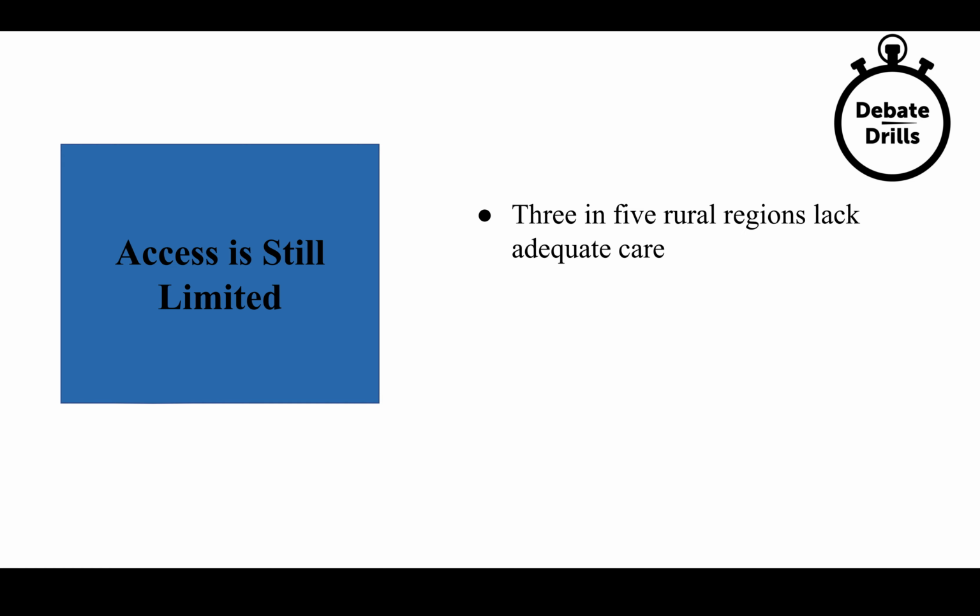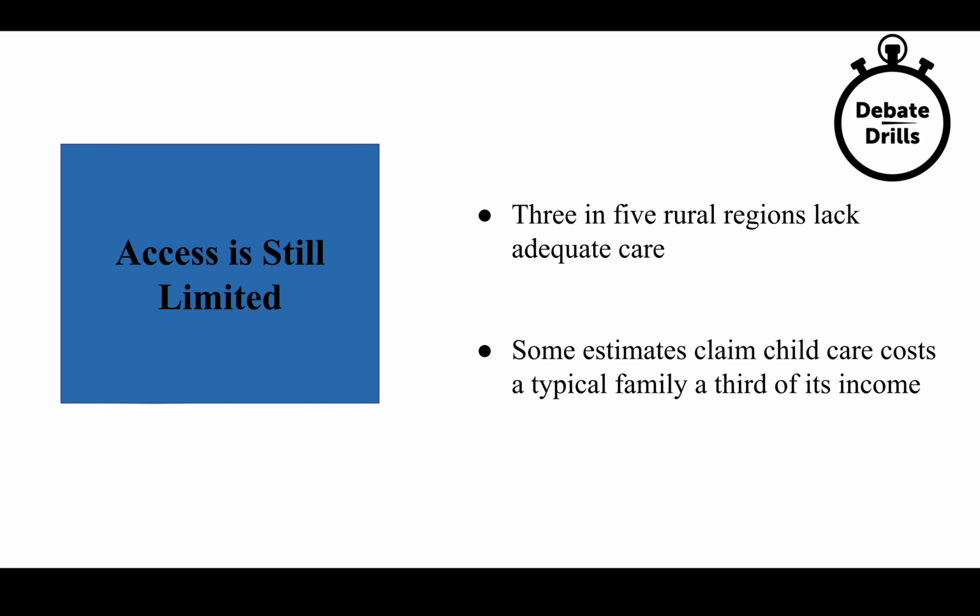Access is still limited. 3 in 5 rural regions lack adequate care. And that's not even an issue of funding. Just 3 out of every 5 rural regions don't have a place where families can send their children to be taken care of, no matter what those families are willing to pay. Some estimates claim that childcare costs a typical family a third of its income, though, which means even if you're one of the lucky ones, even if you live in an area where there are available childcare programs, those programs are going to be very, very expensive.